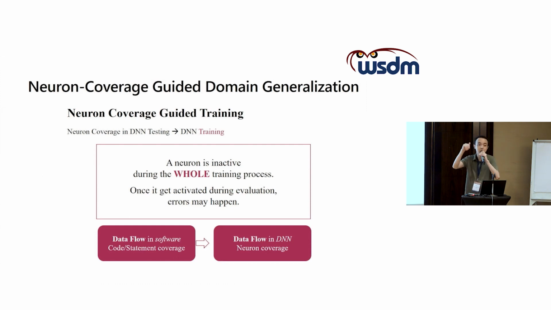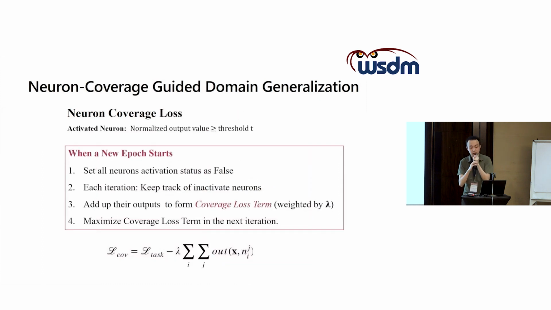We want to make sure the neuron should be activated during the training stage. Then during the testing, we expect that the error caused by the inactive neuron can be reduced. So that's why we want to introduce this pipeline. We call this a neuron coverage loss. During the training stage, we want to maximize the neuron coverage.